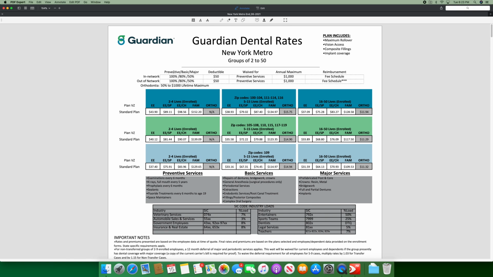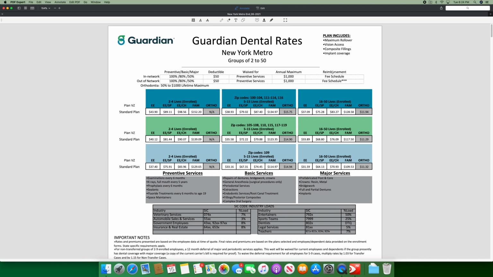So here we can see for the preventative services, which is down here, the insurance company is going to pay 100%. For the basic, they're going to pay 80%, and for the major services, they're going to pay 50%, leaving you on the hook for 50%. Also, you have a $50 deductible in regards to this type of plan. The deductible is waived for the preventative services, you can see over here. However, there is an annual maximum that the insurance company is going to pay out for these services, which in this example is $1,000.